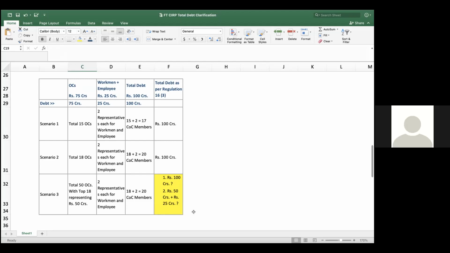Is the matter the same in the normal CIRP? That I haven't checked, ma'am. I'll check that. So it's normal CIRP regulation 25.